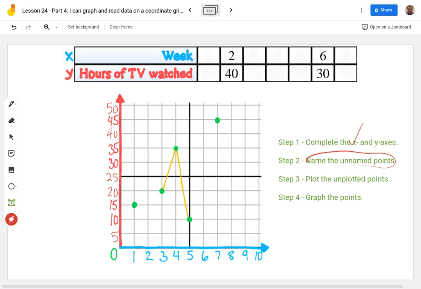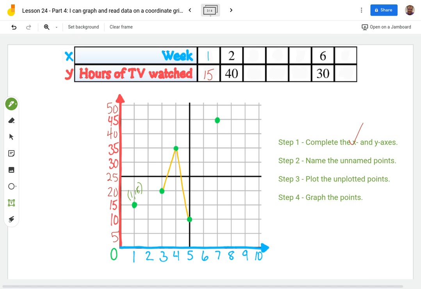Let's do step 2. Name the unnamed points. Now, if you take a look here, there are a lot of points already plotted or graphed on our coordinate grid, but they don't have a name up in our table. So let's do that. The way we're going to do that is by starting at the x-axis down here. We'll go to the number 1 first, and we'll see what point that is. And this point right here, if we take a look at the x-axis and go up to the y, we'll see that that's 1, 15. So let's write 1, 15. And what's more is we're going to label that point down here too as 1, 15.